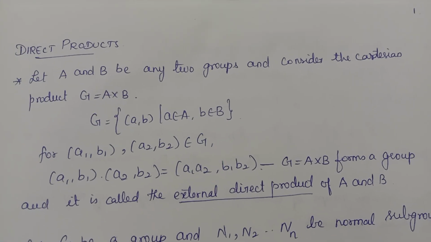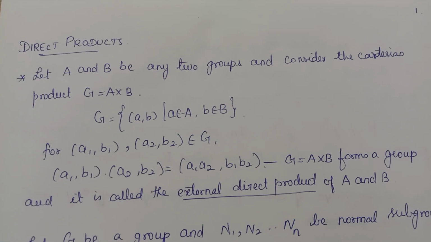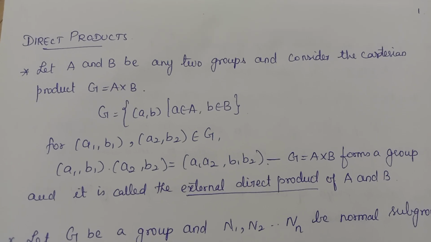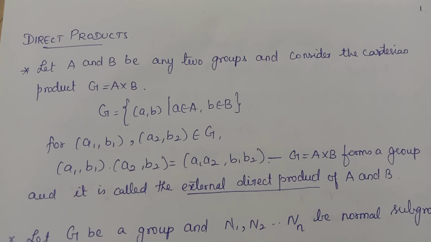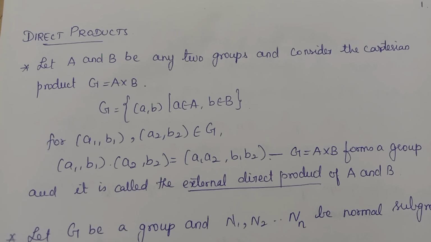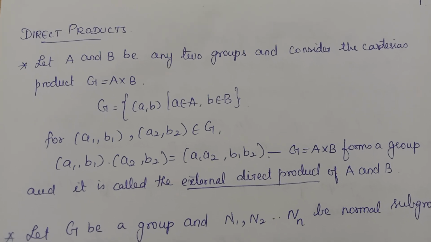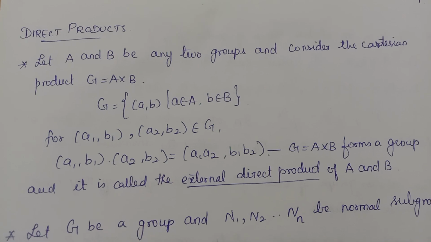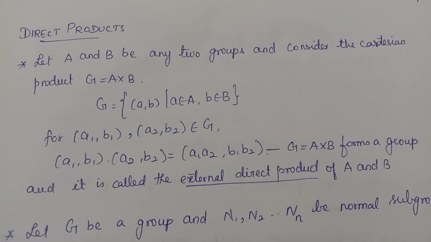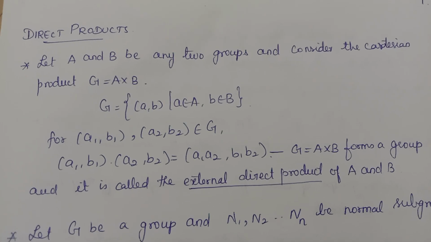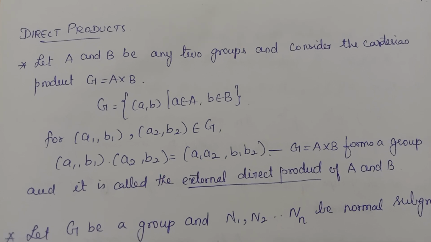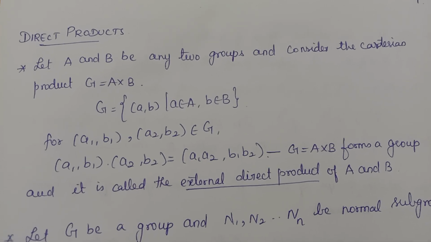Welcome to another academy. In this video, we are going to discuss direct products. First, we are going to see what we mean by external direct product, internal direct product, and what is the relation between external direct product and internal direct product, and how to find the order of a given element in the direct product of groups, and finally, how to find all abelian groups of given order. Okay, so these are the things we are going to discuss in this video.